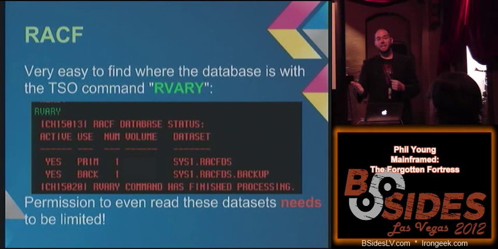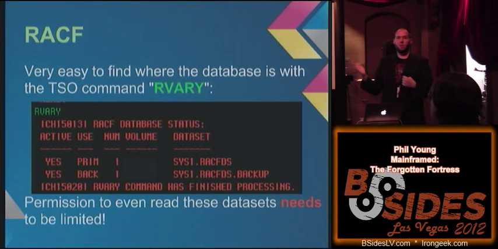It's really easy to find where that database is. It can be anywhere on the mainframe. It's not like /etc/shadow. It can just be wherever they want to put it. They call it whatever they want. So if you want to know where it is, you just type the command rvary, and it shows you where it is. Now, each RACF database has a backup.